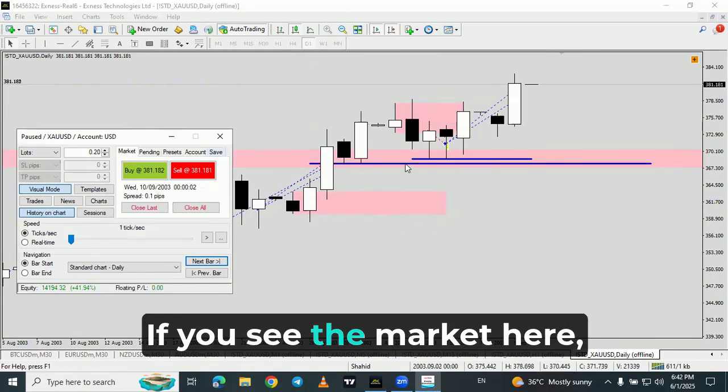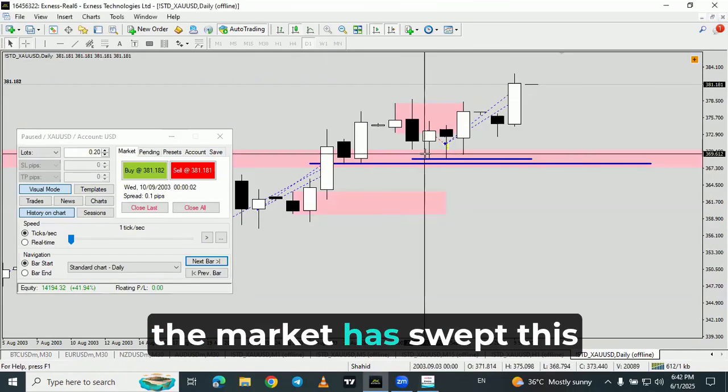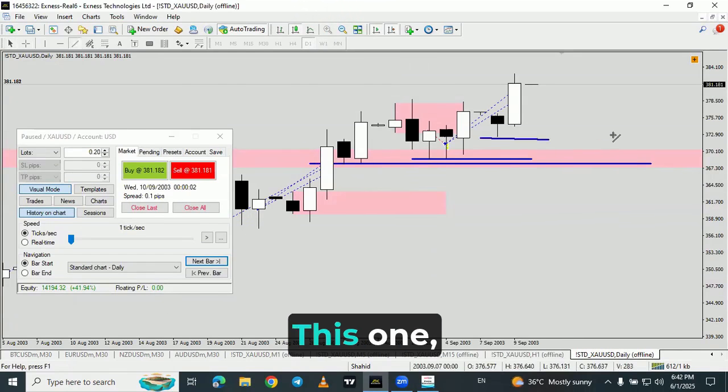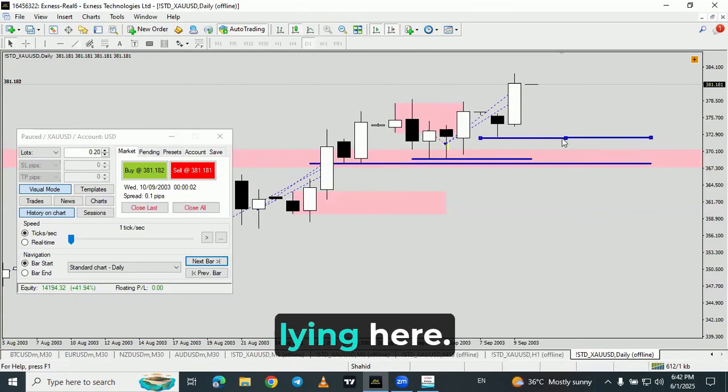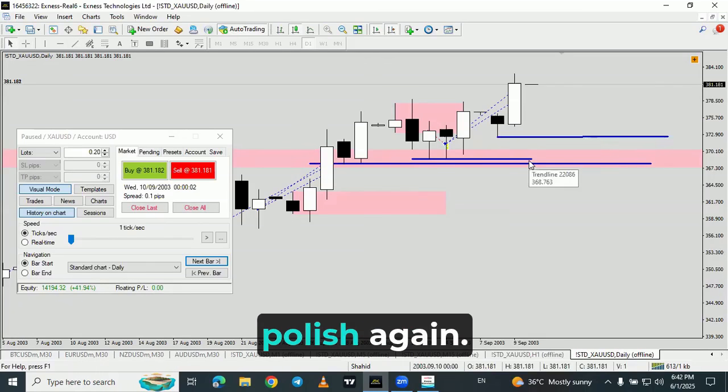If you see the market here, there's also liquidity lying here. And if you see, the market has swept this low and closed above it. Which internal liquidity is this? This one, this is its internal liquidity lying here. If the market comes below this low, we'll prepare for its polish again.